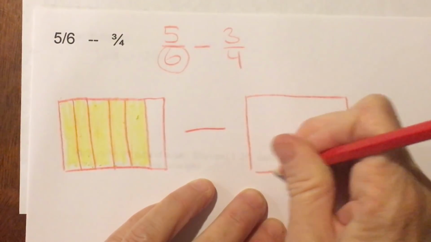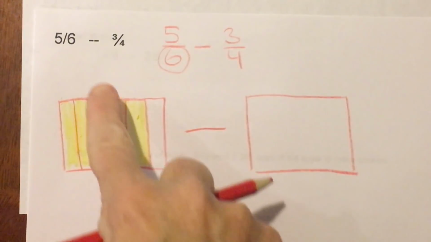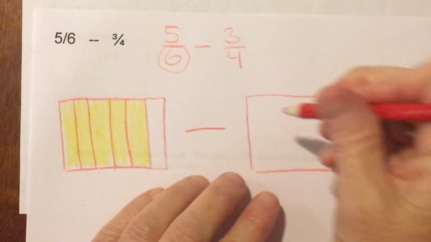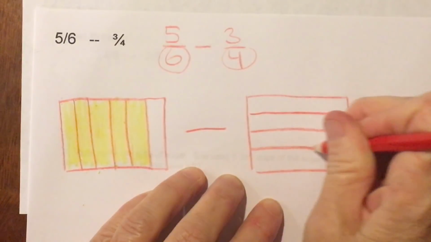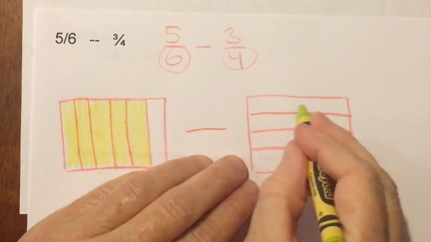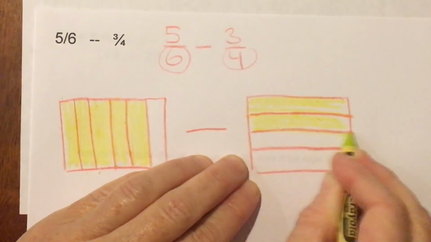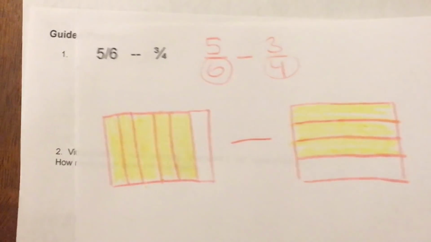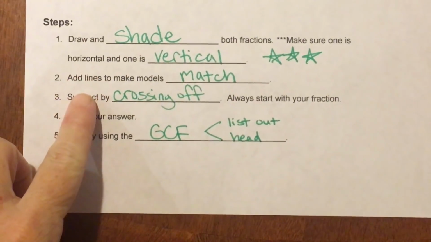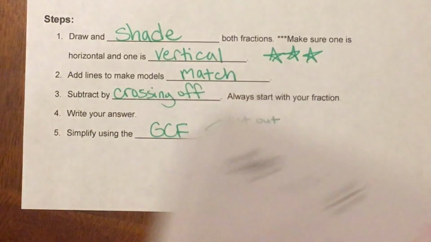Now remember, when I draw this one, I have to make sure that since this one's vertical, this one's horizontal. So it's been cut into 4 pieces, and I have 3 of the pieces. Okay, so that is what step 1 looks like. I drew and shaded both of them. Okay, let's look at my next step. Add lines to make models match.